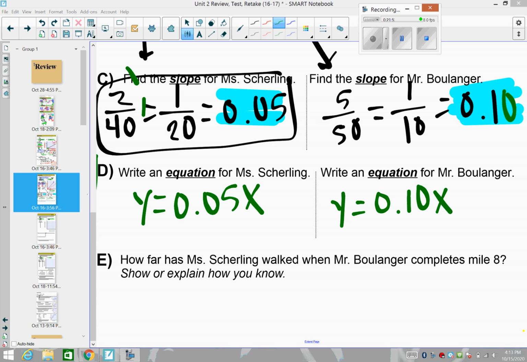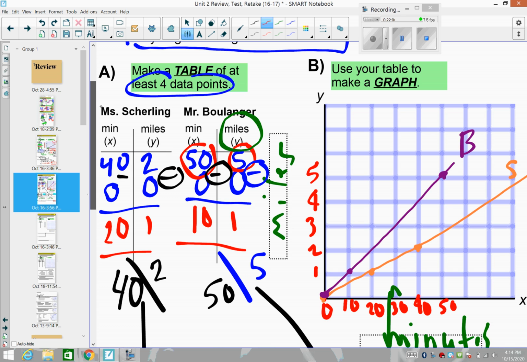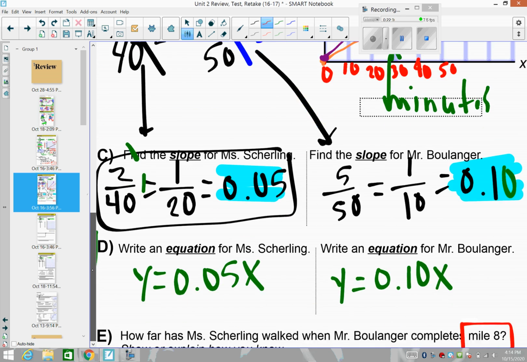All right, we're back in the game here. So the final question is, how far has Miss Shirlene walked when Mr. Boulanger completes mile 8? So we have to think of variables. Mile 8, miles. Which variable represents miles? Look in your table, look in your table. Which variable represents miles? Y.